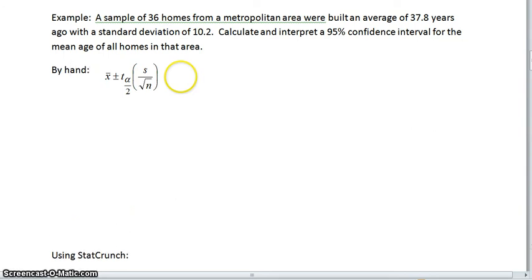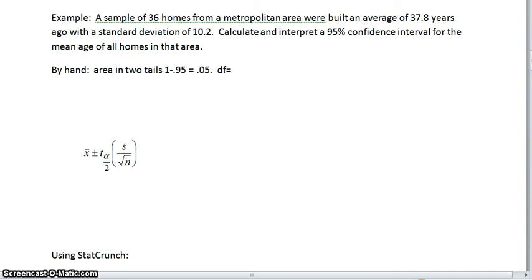So in this problem, the area in two tails, because it's a 95% confidence interval, it's 1 minus 0.95, so that's 0.05. And we need the degrees of freedom, which is n minus 1, so 36 minus 1 equals 35.